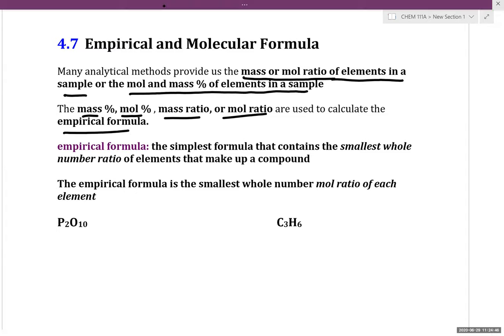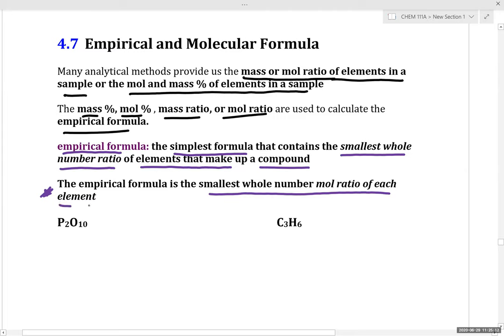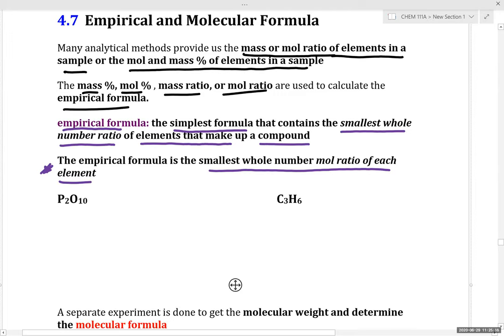Now, the empirical formula, empirical as in derived from empiricism or experimentation, is quite simply the simplest formula that contains the smallest whole number ratio of elements that make up a compound. You can also, and this is really useful, think of the empirical formula as the smallest whole number mole ratio of each element. So let's do an example.